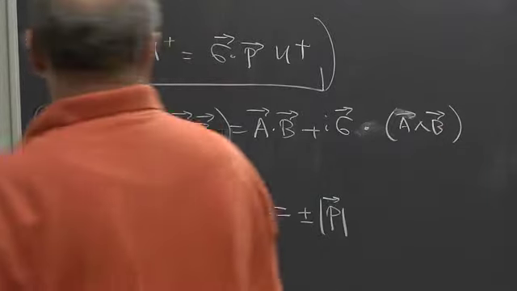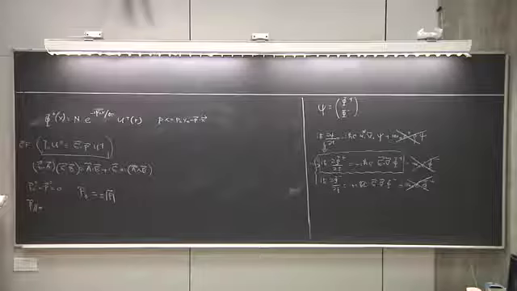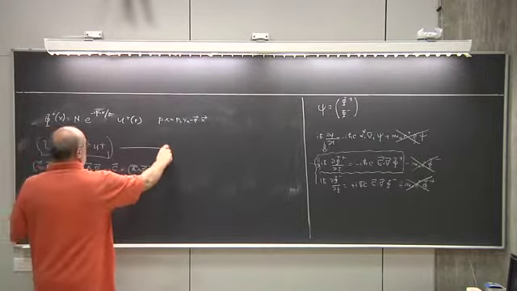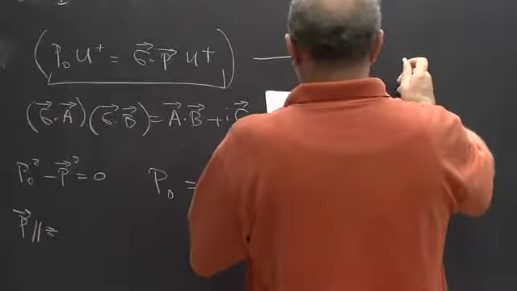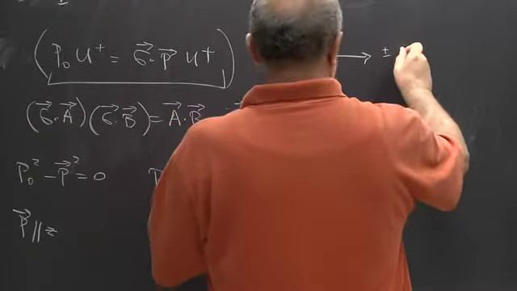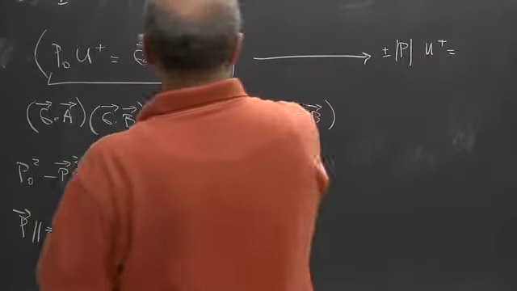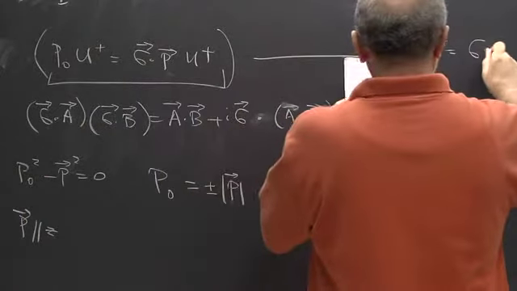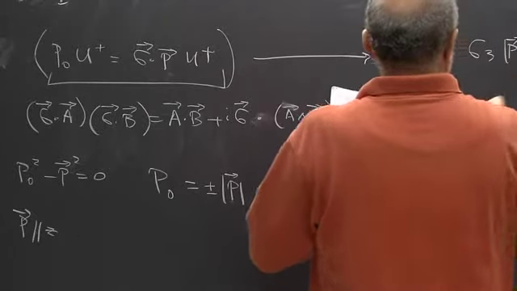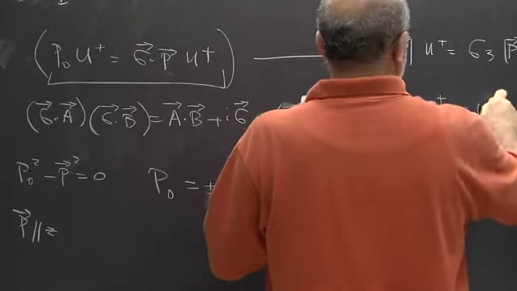But now let's go and solve. I think we got roughly to this point. Let's make a choice that p is parallel to the z-axis. Then this equation becomes the following one. P0 I replace with plus or minus p u plus. This is along z, so I have only sigma 3 p u plus. So basically I get sigma 3 u plus equal plus or minus u plus.